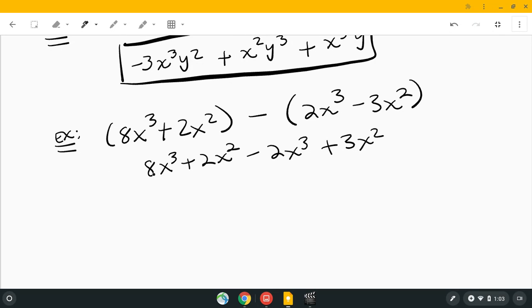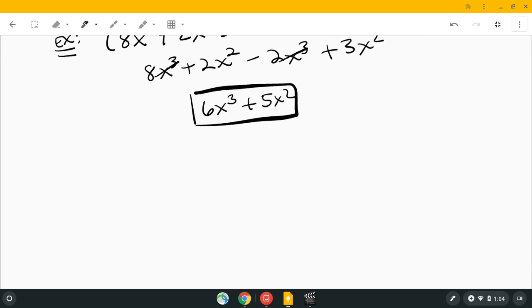All right, so now I'm looking for the x cubeds here and here. 8 minus 2, that's 6x cubed. And then 2 plus 3, that's 5x squared.